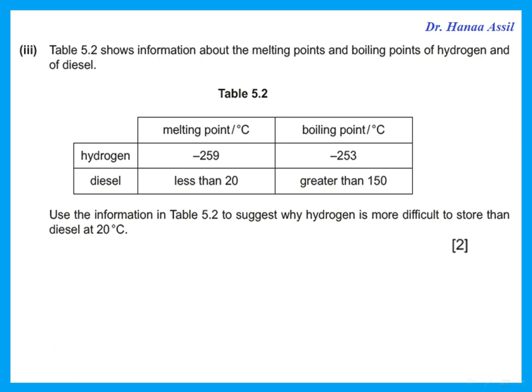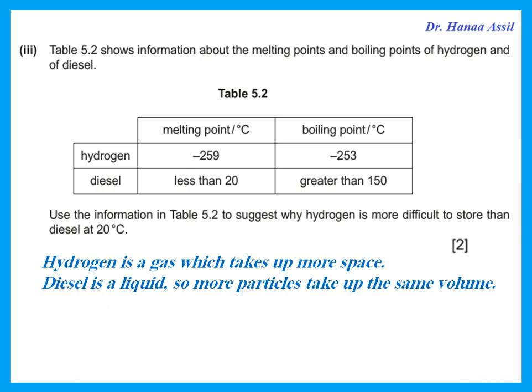Table 5.2 shows information about melting points and boiling points of hydrogen and diesel. So you can see that hydrogen, the boiling point is very low, hydrogen is a gas. But diesel, the boiling point is high, so diesel is a liquid. Use the information to suggest why hydrogen is more difficult to store than diesel. Why is that? Of course, if hydrogen is a gas, then gas particles take up more space, but diesel is a liquid. In liquid, the particles are nearer to each other, so more particles can be put in the same volume.